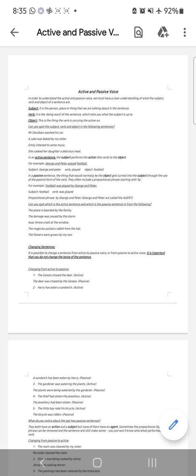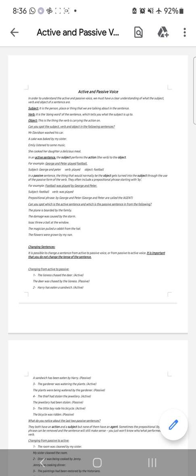The damage was caused by the storm. The damage, subject, was caused, verb, the storm, agent. Also a passive sentence. Isaac threw a ball at the window. Isaac is my subject, threw is my verb, and a ball is my object. This sentence is active. Why? Because my subject, which is Isaac here, does the action. The magician pulled a rabbit from the hat, active, and the flowers were grown by my nan or by my grandmother is passive.